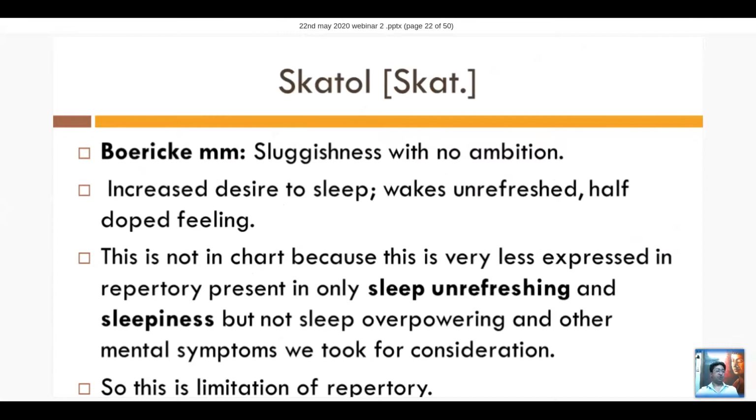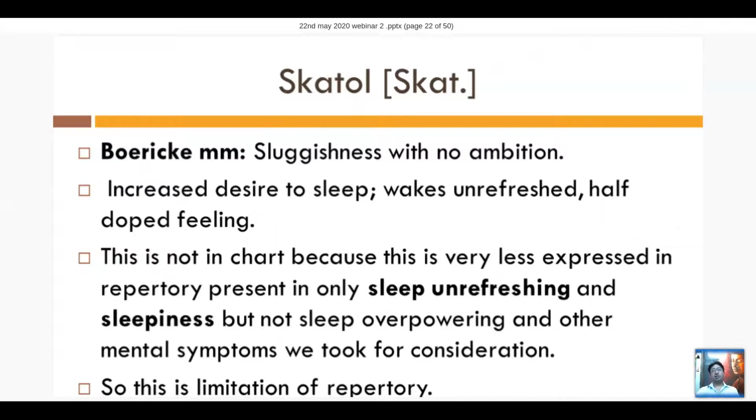Now, if you go to the materia medica, it is written in Boericke: sluggishness with no ambition. That is what the patient is talking about. I took the rubric indolence, work aversion to. It is written in the materia medica but is not referred to in the repertory. Another thing: it is written increased desire to sleep, wakes unrefreshed, half-dope feeling. So this remedy is not in the chart.